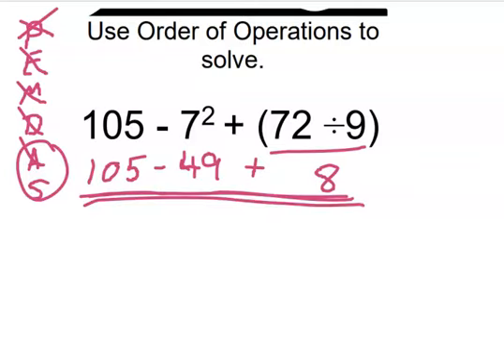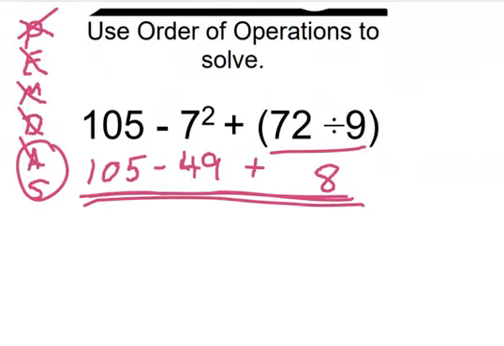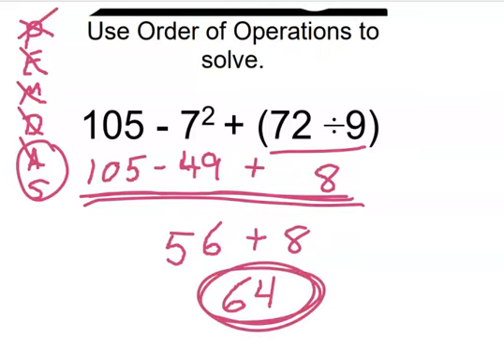you are reading. Okay, so we're going to end up with 105 minus 49, which equals 56. So we have 56 plus 8 left. So at this point, we do 56 plus 8, and that's going to equal 64. So if we follow order of operations, we are going to end up with 64 in this case.